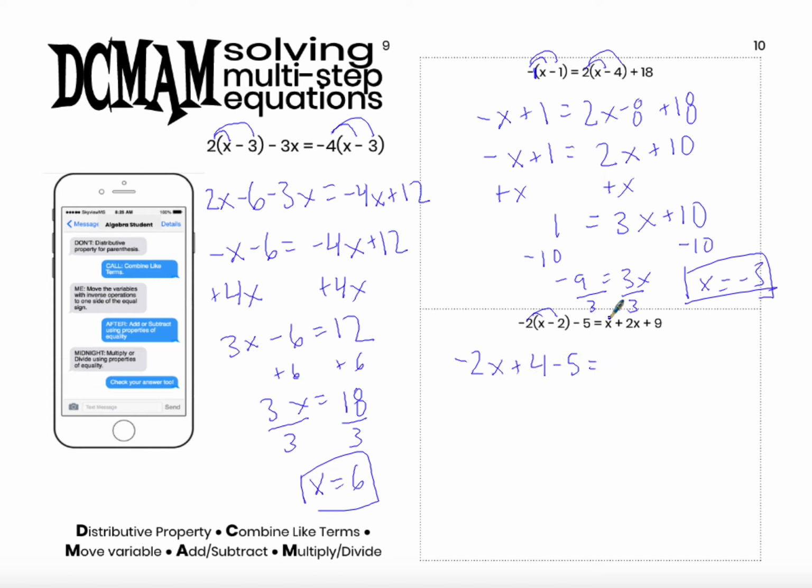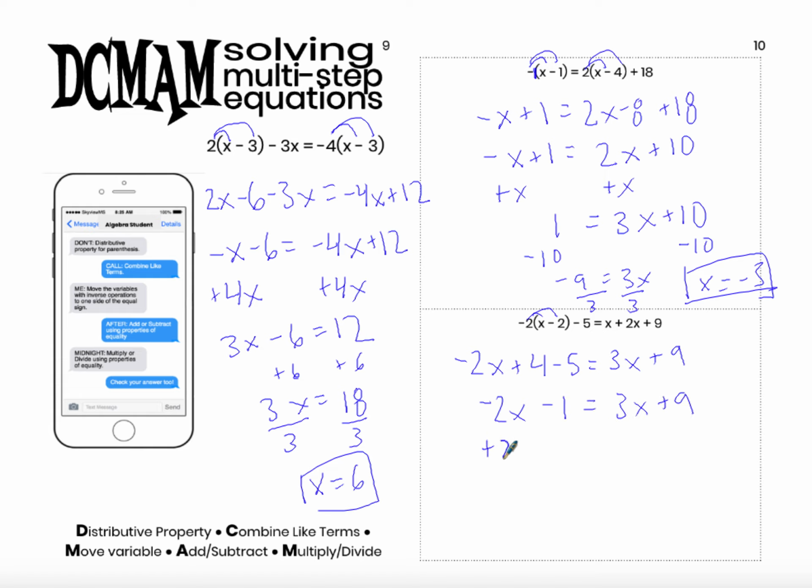And it would be okay with me on the right since you don't need to use the distributive property. If you go ahead and already combine like terms, that's fine. So this process occurs on each side of the equal sign. X plus 2x is 3x. And now I need to combine like terms on the left side. 4 minus 5 is negative 1.